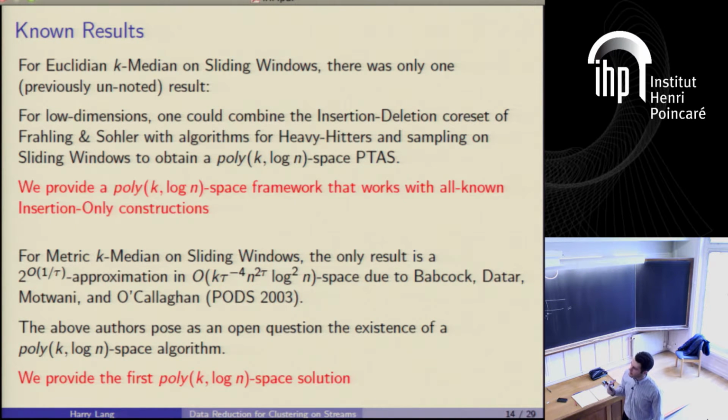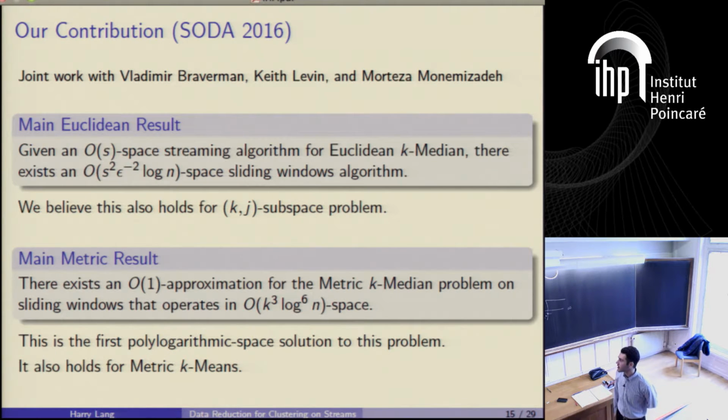So our two results here are a polylog space framework that you put in, not entirely as a black box, but basically all the known insertion-only constructions work with this, and it will give you a sliding windows result. I'll show the space bound on the next slide, but you kind of square the space times log n. And then we give the first polylog solution for the sliding windows model in metric. This is with Vladimir Braverman, Keith Levin, and Morteza Monemizadeh.